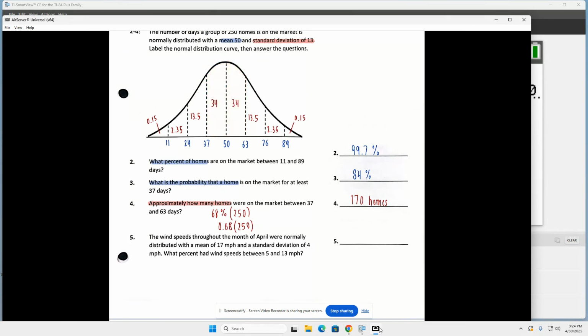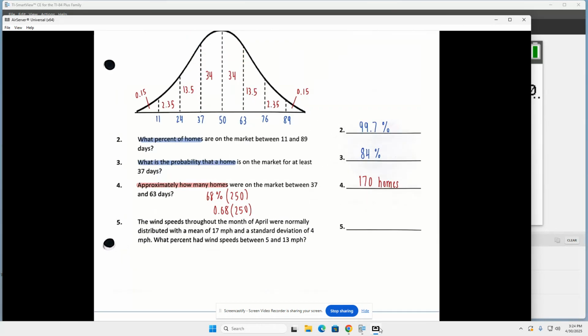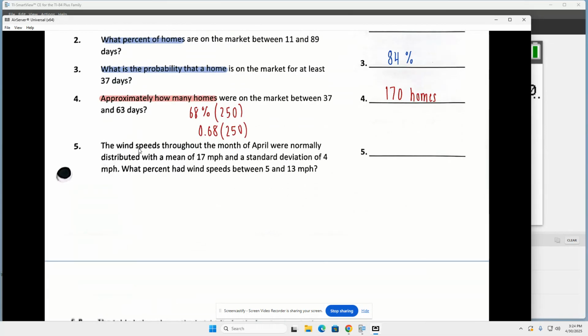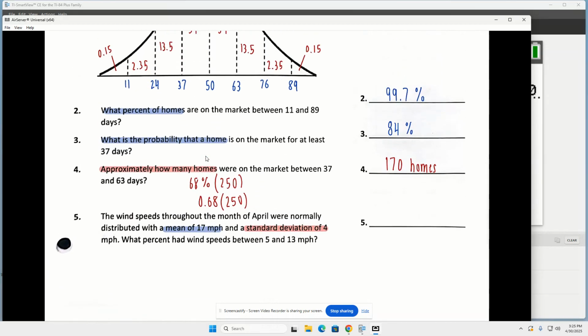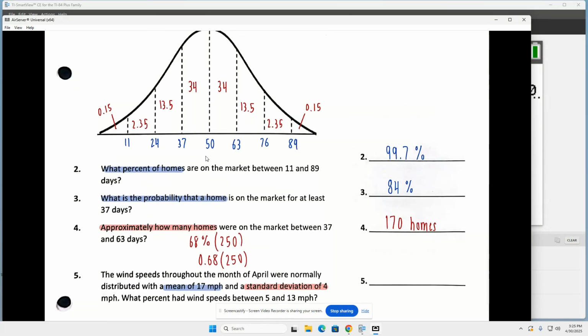Okay, I'm going to erase this highlight. And here's the deal. Number 5, it says the wind speeds throughout the month of April were normally distributed with a mean of 17. Okay, we just talked about this. A mean of 17 and a standard deviation of 4. They want to know what percent have winds between 5 and 13. So you could try to do this in your head, but here's what I'm going to do. I'm going to go up here, and I'm going to take this very one that we just talked about, and I'm just going to replace some numbers. I'm going to put 17 as my mean, and I'm going to do a standard deviation of 4.